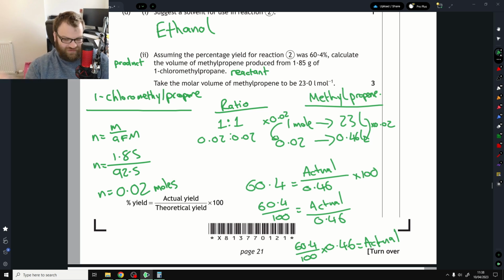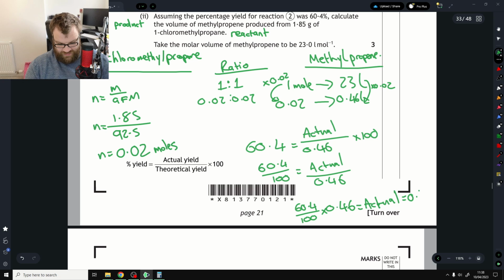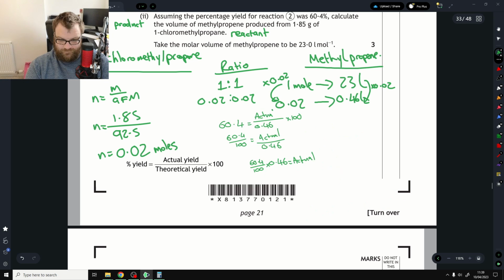That's where it comes from. You can rearrange it however you like. Just type into your calculator 60.4% of 0.46, which gives us an answer of 0.278. Give myself a little bit more room. Type it into your calculator, you get your actual equals 0.278 litres. If you wanted it in centimetres cubed, 278 centimetres cubed. Times it by 1,000 to go from litres to centimetres cubed.